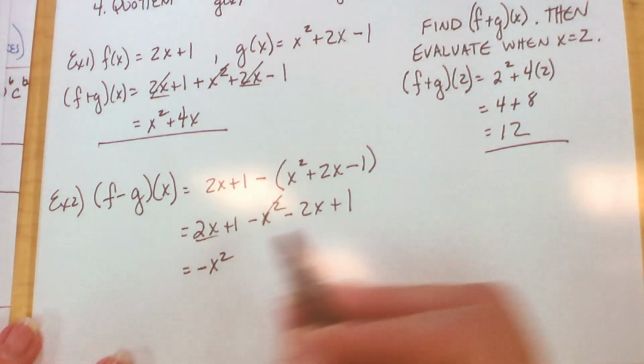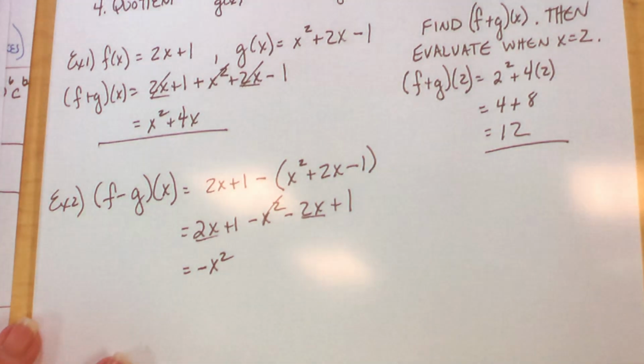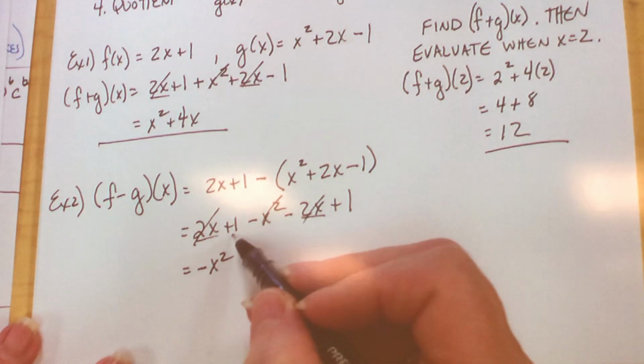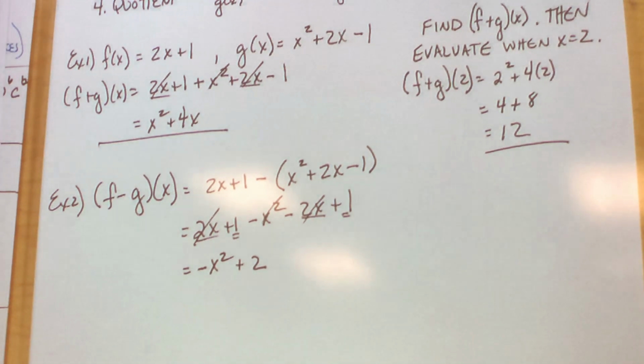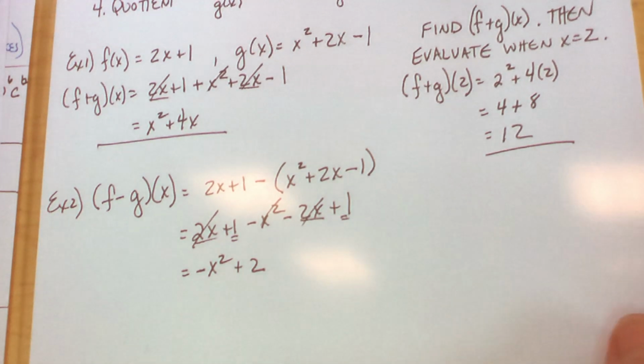And then you have 2x minus 2x, which is 0. And then positive 1 and positive 1 make 2. Can we still plug in?